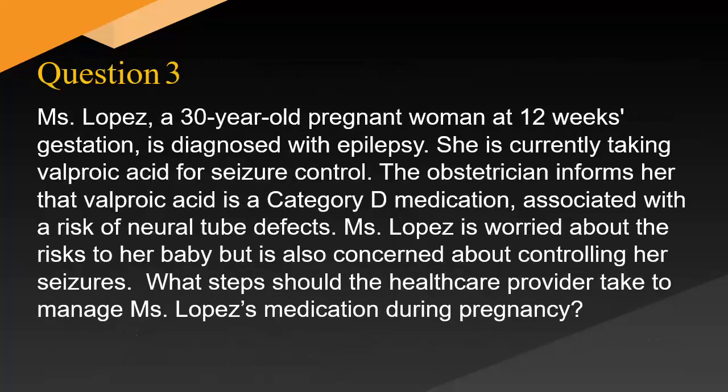Ms. Lopez, a 30-year-old pregnant woman at 12 weeks gestation, is diagnosed with epilepsy. She is currently taking valproic acid for seizure control. The obstetrician informs her that valproic acid is a category D medication associated with a risk of neural tube defects. Ms. Lopez is worried about the risks to her baby, but is also concerned about controlling her seizures. What steps should the healthcare provider take to manage Ms. Lopez's medication during pregnancy?